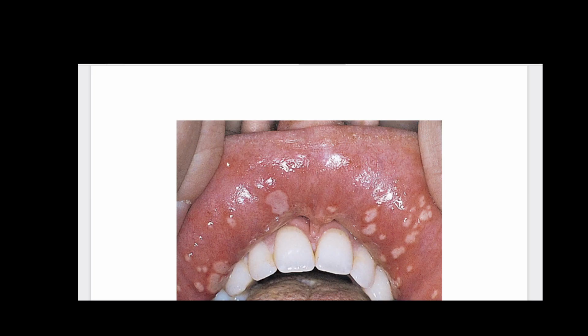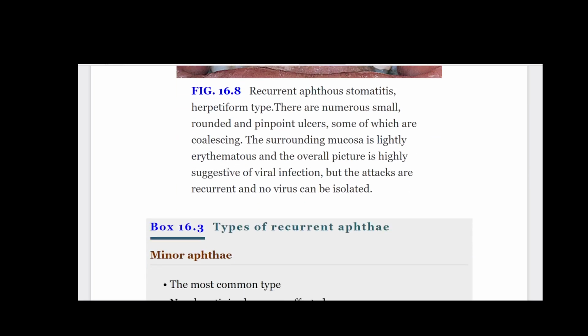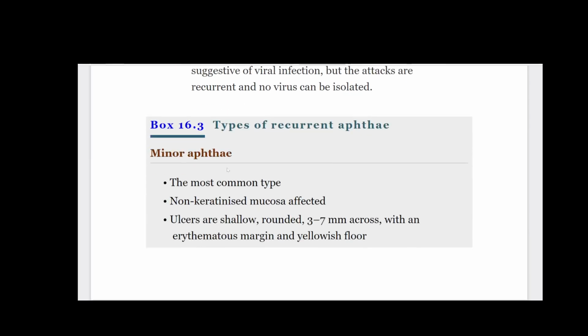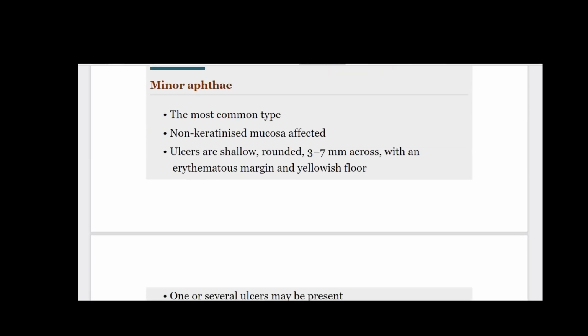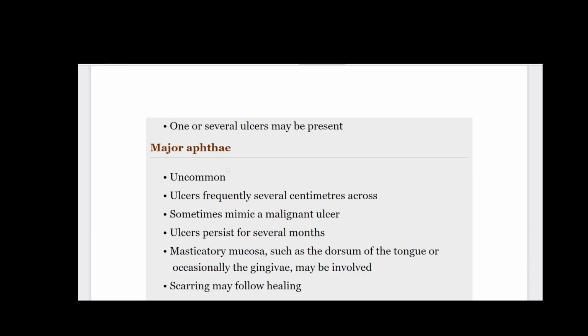Box 16.3. Types of recurrent aphthae. Minor aphthae: the most common type, non-keratinized mucosa affected. Ulcers are shallow, rounded, 3 to 7 mm across, with an erythematous margin and yellowish floor. One or several ulcers may be present. Major aphthae, uncommon: ulcers frequently several centimeters across, sometimes mimic a malignant ulcer. Ulcers persist for several months. Masticatory mucosa, such as the dorsum of the tongue or occasionally the gingivae, may be involved.